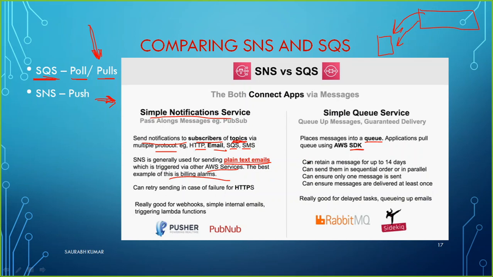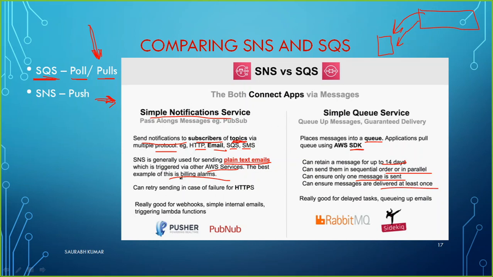Here, it can retain a message for up to 14 days. It will still be there in the queue until you receive it, and it can be gone maybe after 14 days. It can send them in a sequential order or in parallel also, it is possible. It can ensure only one message is sent, and it can ensure messages are delivered at least once.